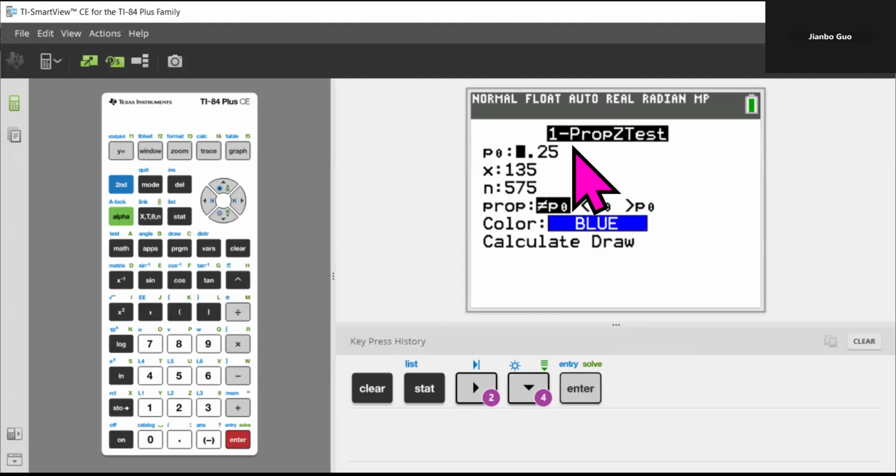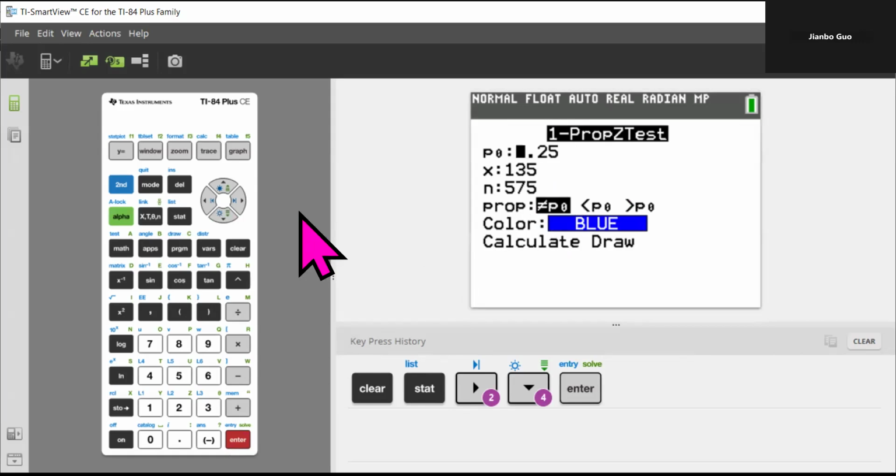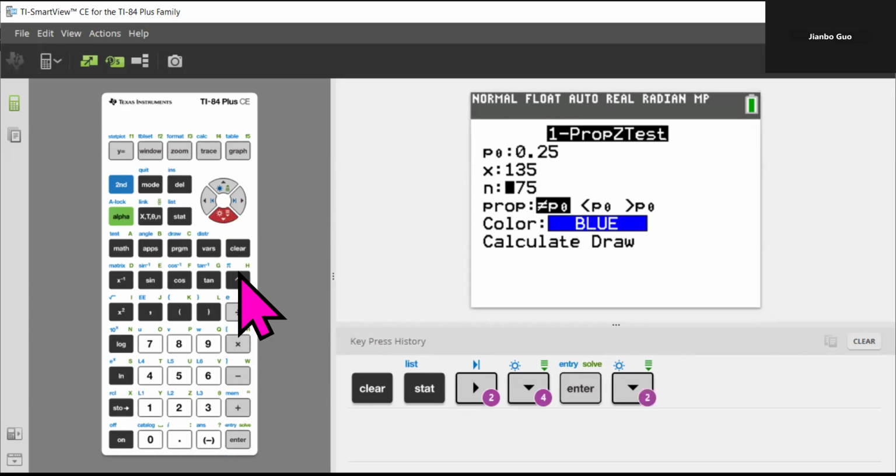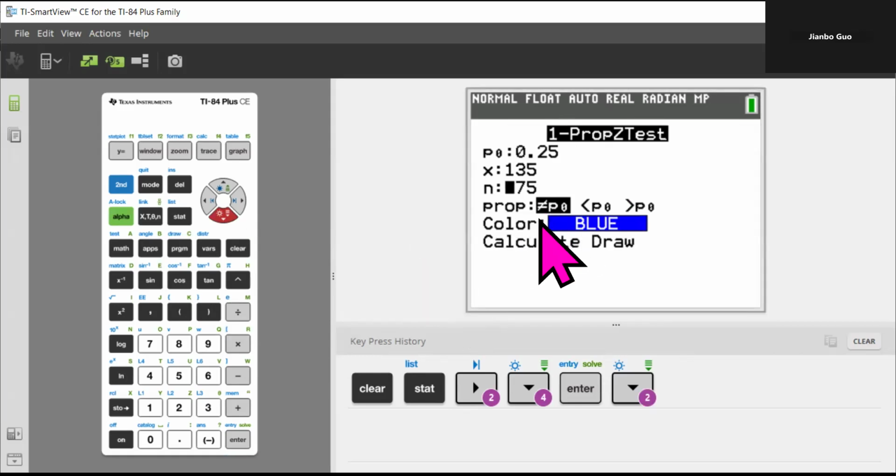And this function requires values for the following entries. P sub 0. P sub 0 is the percentage or proportion in the claim. Okay, in the claim it is 25%. And X is the number of successes, 135. N here is the sample size. Remember, the number of green peas plus the number of yellow peas, right?